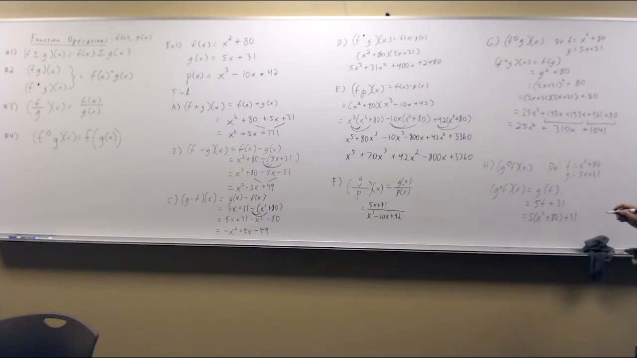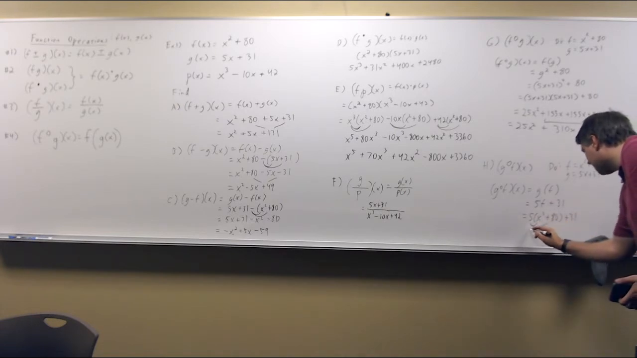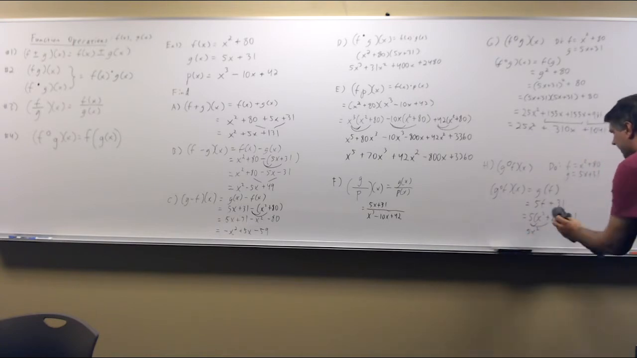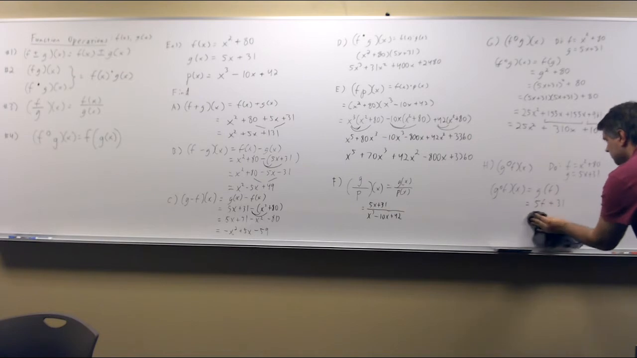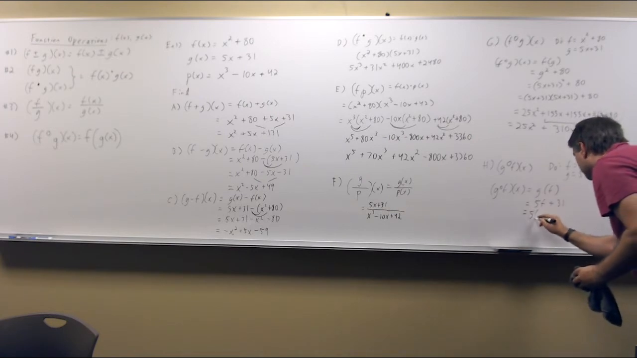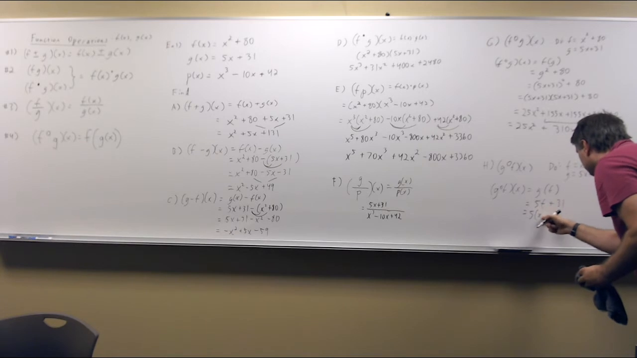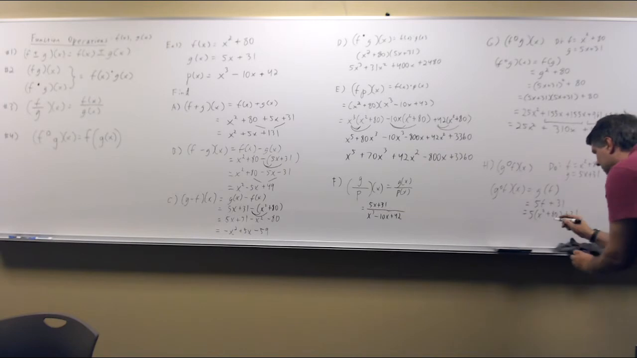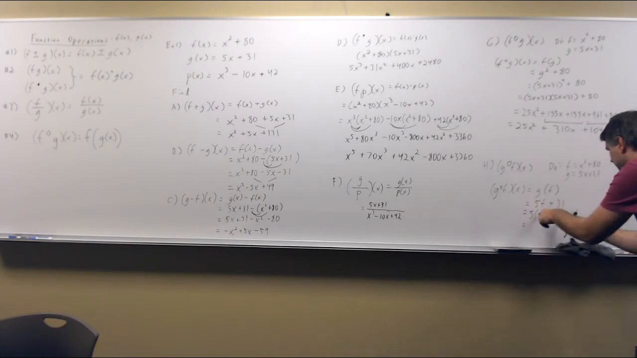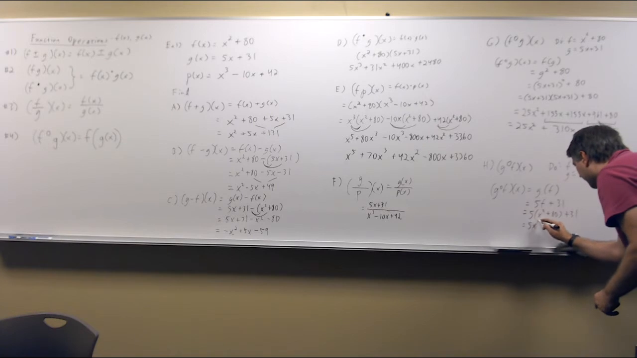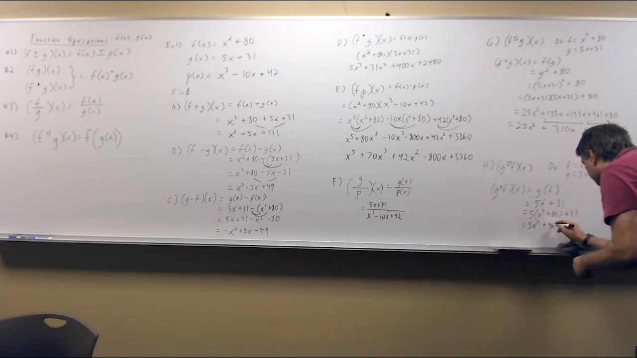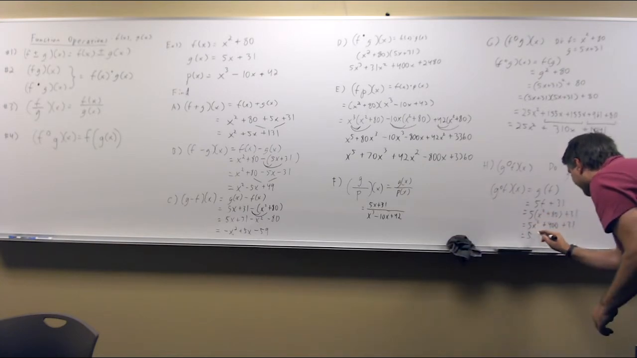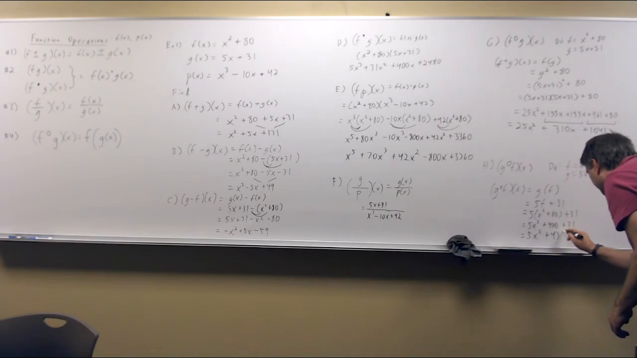So under the distributive property, this is going to be 5x squared. I'm going to need more space. So this is going to be 5 times x squared plus 80 plus 31, because that's what f is right here. So that's going to be 5x squared plus 400 plus 31. So when it's all said and done, it's going to be 5x squared plus 431.